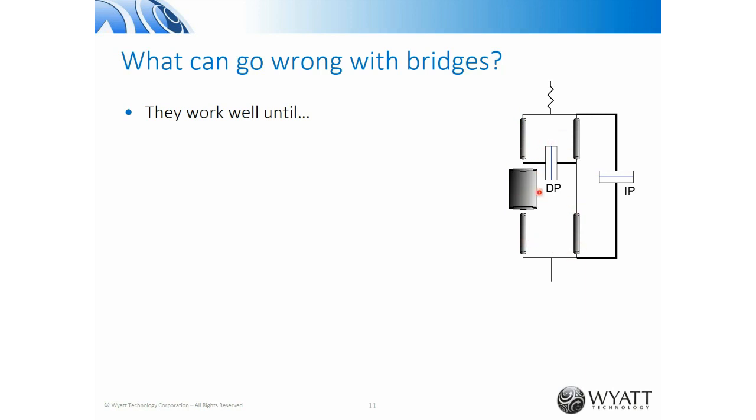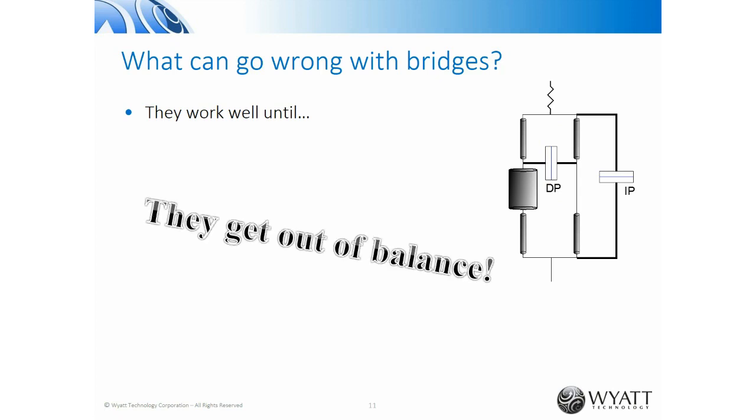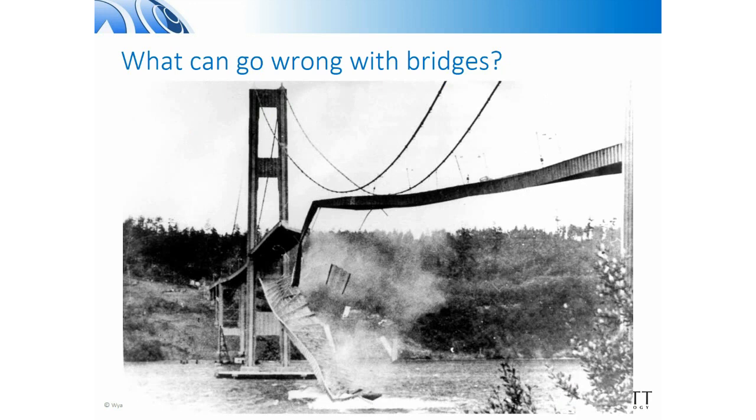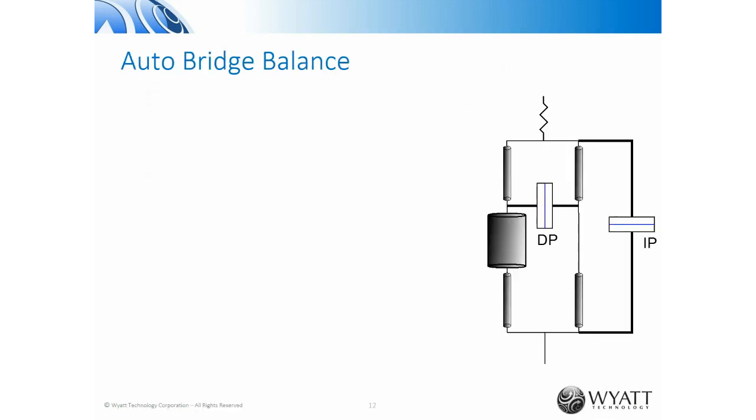When it's perfectly balanced, dP will equal 0. When it gets slightly out of balance, then you'll lose sensitivity and you'll lose range. So the problem with bridges, which is well known, is they work great until they get out of balance. And here's a classic example of a bridge that gets out of balance. Now, the viscometer is not going to fall apart like the Tacoma Narrows bridge, but it's still not good. We added one more innovation, which is the ability to automatically balance. This is another patented innovation in this product.